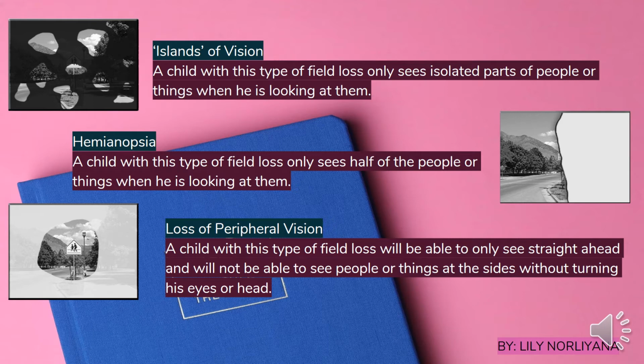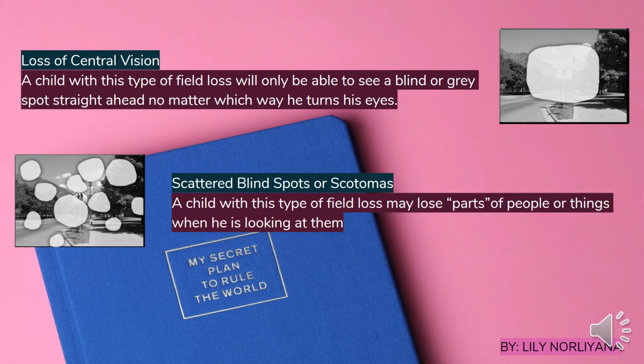Next, hemianopsia. A child only sees half of the visual field, could be left or right or top or bottom. This child will bump into people or things hidden in the half of the visual field. For loss of peripheral vision, sometimes called tunnel vision, the child can see straight ahead and will not be able to see at the sides. Then, for loss of central vision, it is like looking at a picture with a spot in the middle. And last, scattered blind spots or scotomas. It is losing parts when he is looking at them. A child can tell how big the blind spots are, and so on.